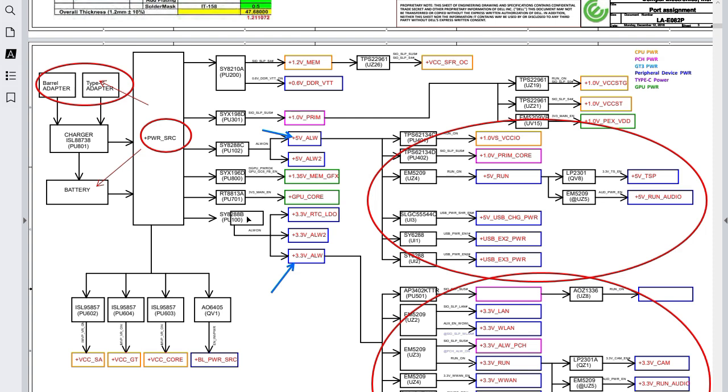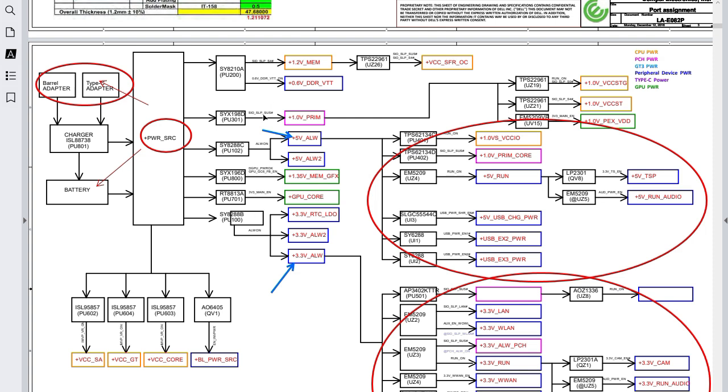Okay, so what is basically the secret? The hidden secret is understanding the power sequence. Easy. We have adapter, we have battery, we have 19 volts, and we have controllers. These controllers, in order to generate this voltage, all have to receive the main voltage and enable signals.